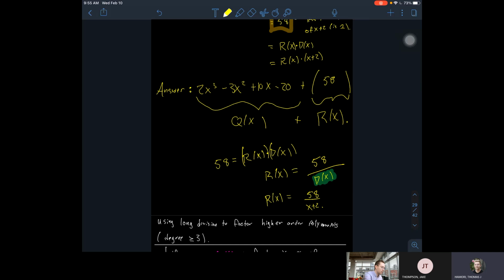So incorporating that into our final answer, let me just draw your attention. I'm talking about this part here where we initially thought maybe we'll just put 58. We actually should put 58 over x plus 2. And that's our remainder.